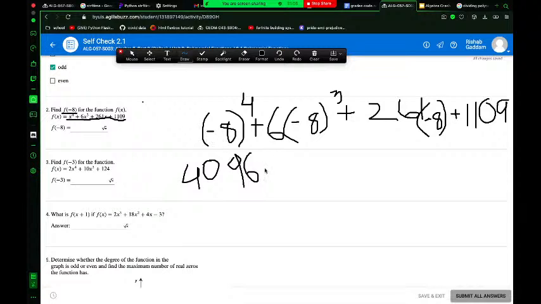Okay, so we have 4096, and yes, I know that there's a negative, but this negative actually doesn't matter when you have an even exponent, because it just gets canceled out. Negative times a negative is a positive, so you have negative times a negative times a negative times another negative, and this becomes positive, this becomes negative again, because positive times a negative is a negative, and then you have a negative times a negative again, so it becomes a positive number.